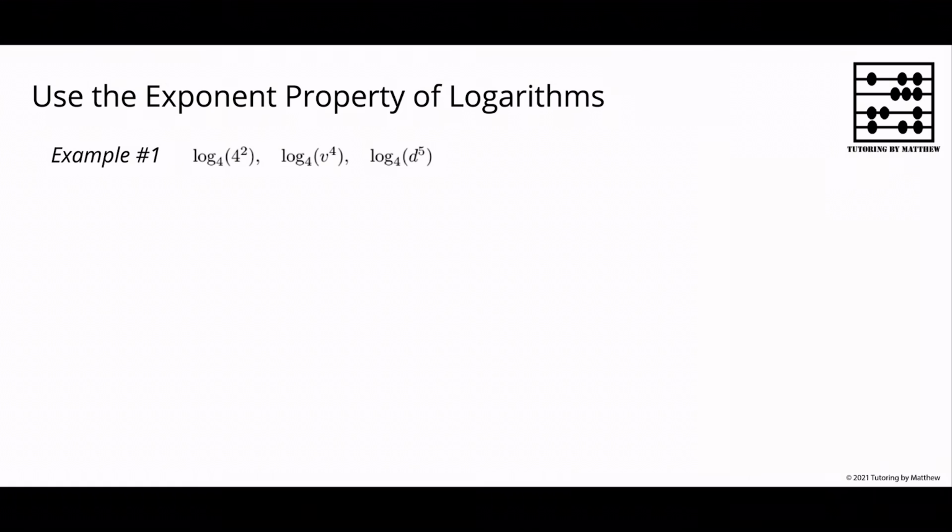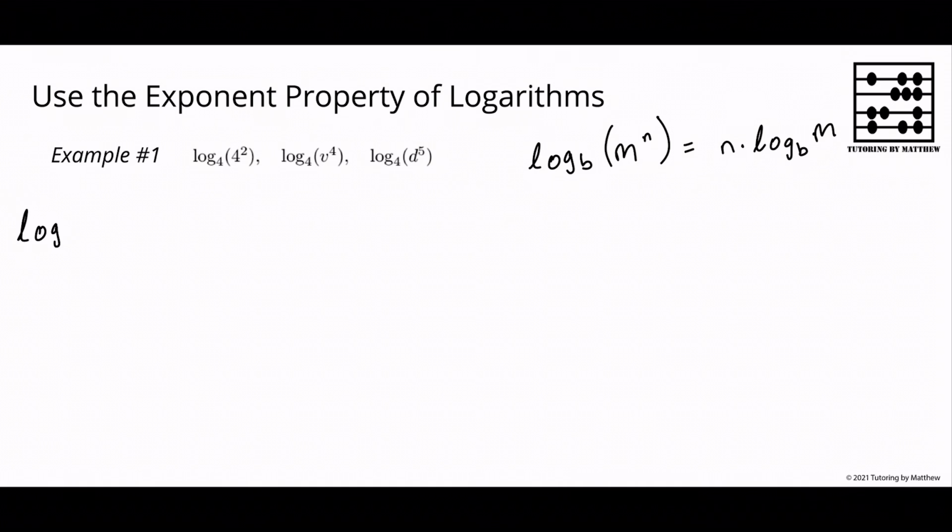We want to simplify these three expressions using this property. So I'm going to write that down first, and in general, it's log base b of m to the n power is equal to n times the log base b of m. So that's what we'll be using to solve all three of these examples, and a few more after that.